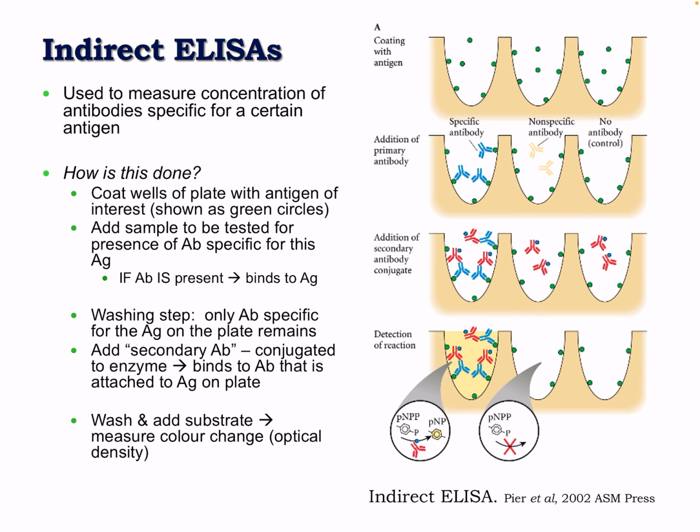We have indirect and direct ELISAs, but we'll talk indirect. Indirect ELISAs are used to measure concentrations of antibodies specific for a certain antigen. So how is this done? We coat the wells of the plate with an antigen of interest, shown in the green circles. We add a sample to be tested for the presence of antibody specific for this antigen. If antibody is present, it binds to the antigen.